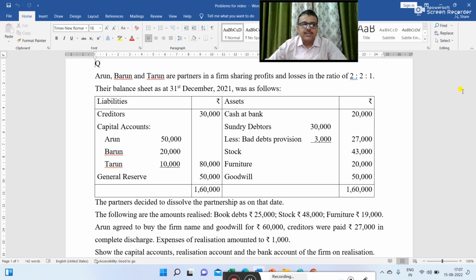The partners decided to dissolve the partnership as on that date. The following are the amounts realized. Book debts 25,000, stock rupees 48,000, furniture rupees 19,000. Arun agreed to buy the firm name and goodwill for rupees 60,000. Creditors were paid rupees 27,000 in complete discharge. Expenses of realization amounted to rupees 1,000. So prepare the capital accounts, realization account and the bank account of the firm on realization.